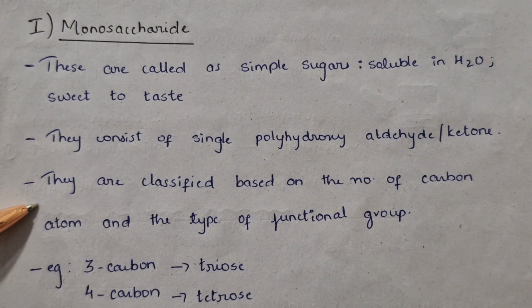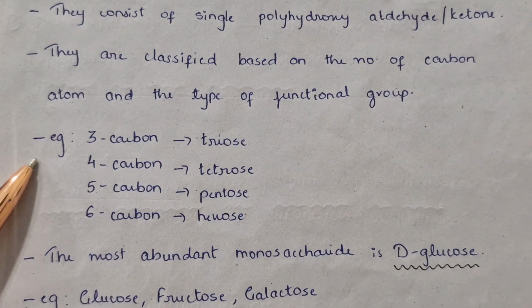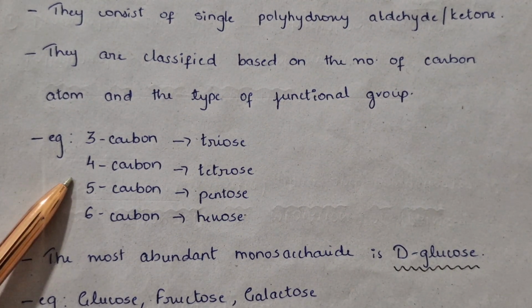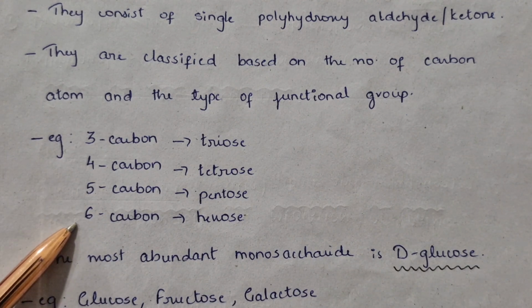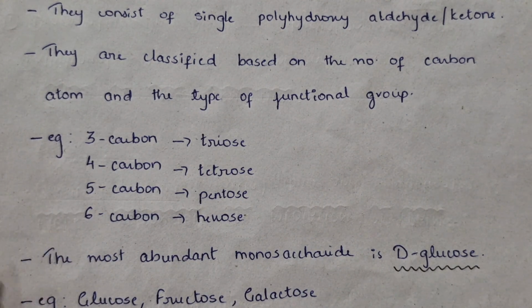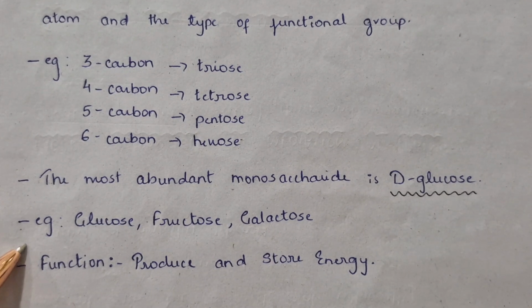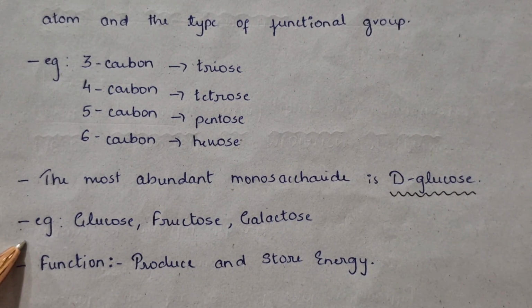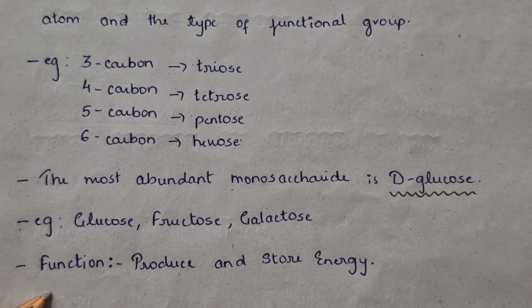They are classified based on the number of carbon atoms and the type of functional group. For example, 3 carbon is triose, 4 carbon is tetrose, 5 carbon is pentose, and 6 carbon is hexose. The most abundant monosaccharide is D-glucose. Other examples of monosaccharides include glucose, fructose, and galactose. Functions of monosaccharides include production and storage of energy.